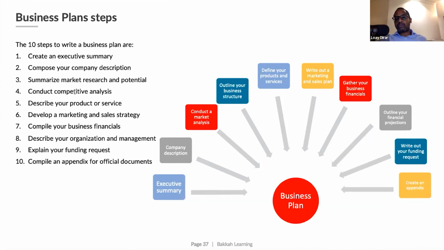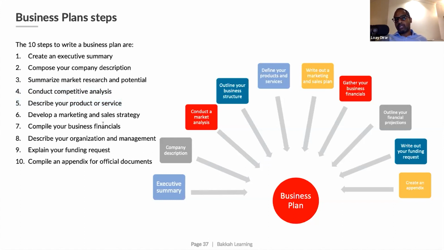Conduct a competitive analysis. Don't be biased about yourself; try to be very, very realistic at this stage. Describe your product or service. The more clearly you describe it, the more easily the suppliers are going to provide you with the right technical inputs. Six, develop a marketing and sales strategy, which is quite obvious, and compile your business financials.